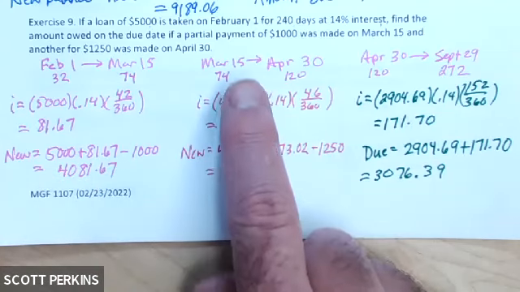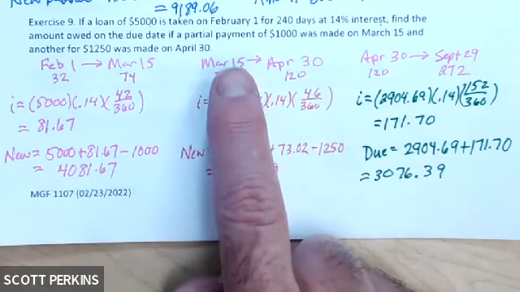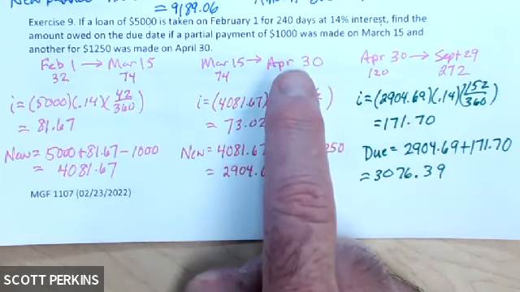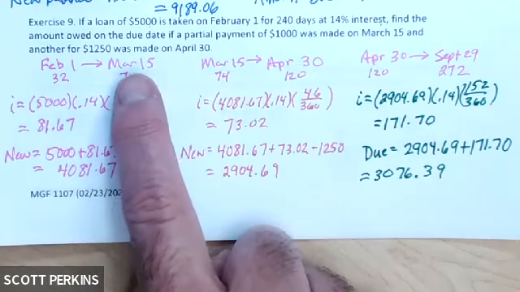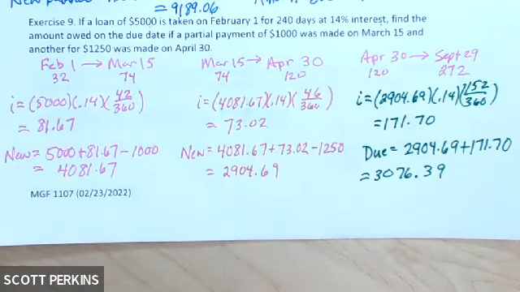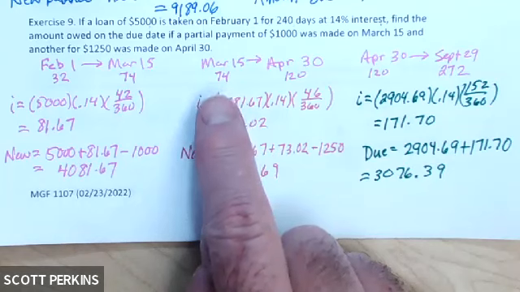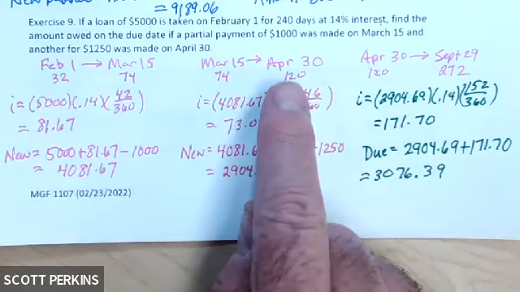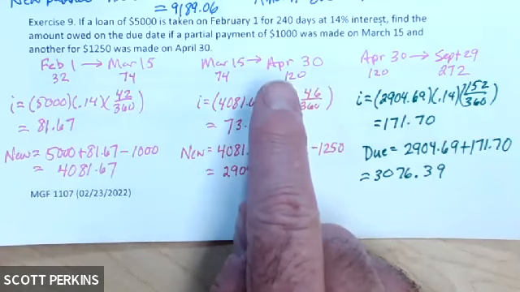Then I summarized for you at the beginning. Now what you're going to do is go from March 15th to April 30th. That's the date we were given for the second payment. So this March 15th date and this April 30th date are given to us. March 15th is the 74th day. April 30th is the 120th day. When you subtract that, that becomes 46 days.